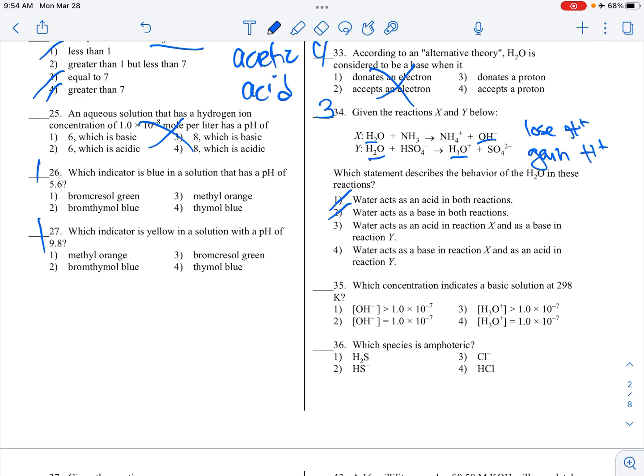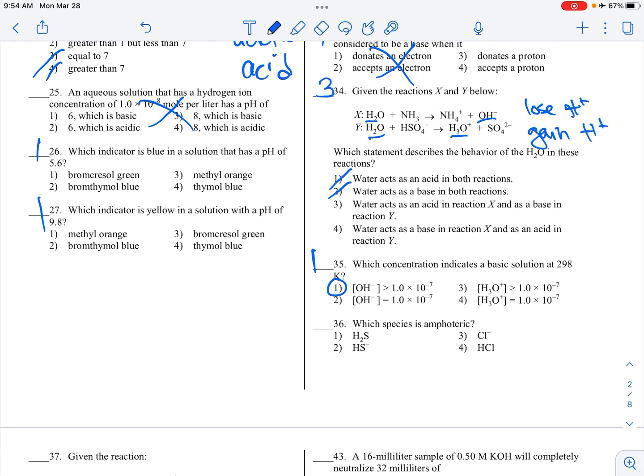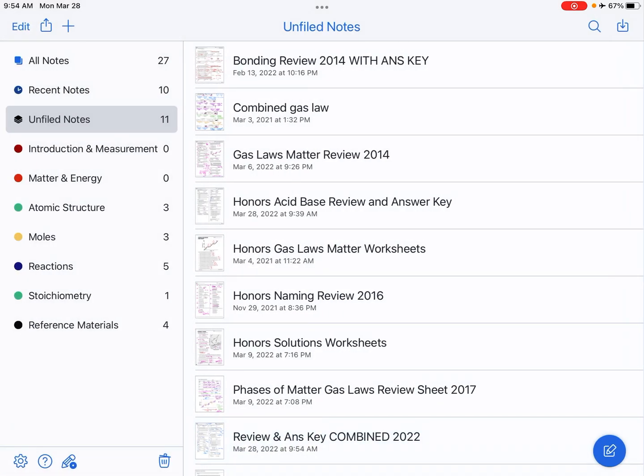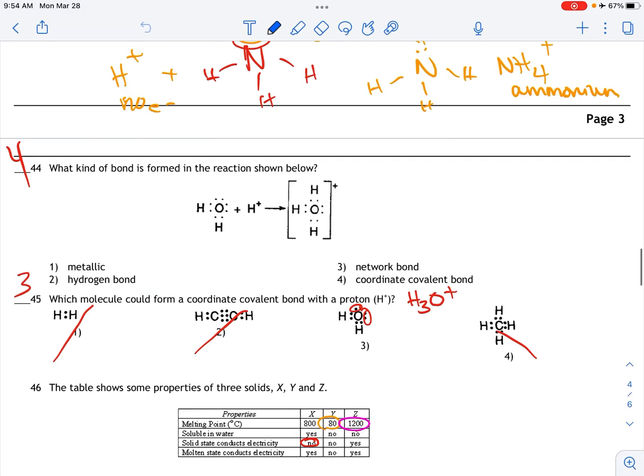35, basic solution. So if you're basic, you have to have a greater OH minus solution. Amphoteric means it can either be a Bronsted-Lowry acid or base. And this is honors reference table L. Yeah. So you would go to honors reference table L. No.